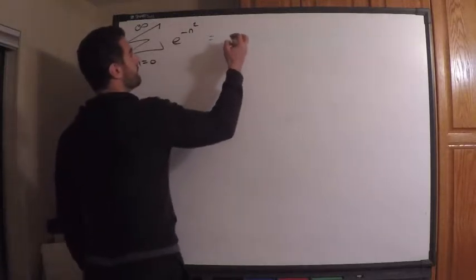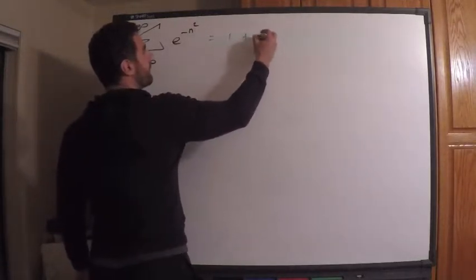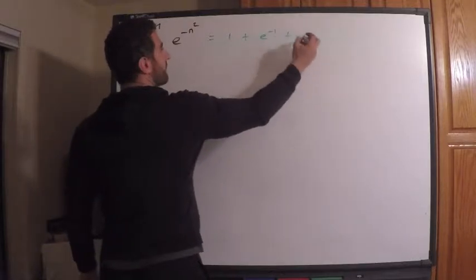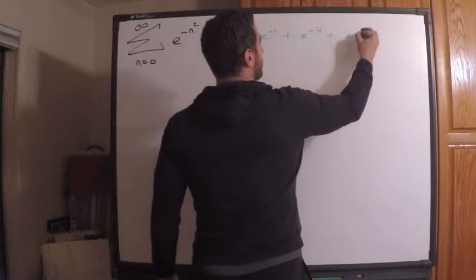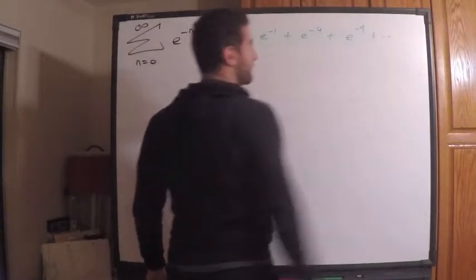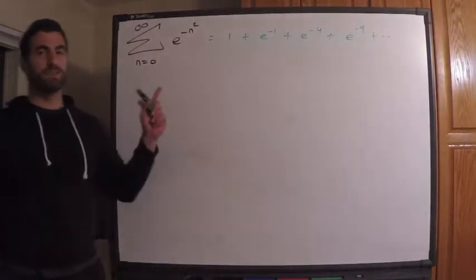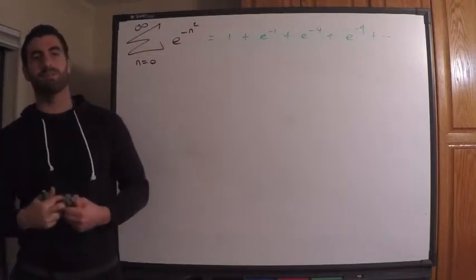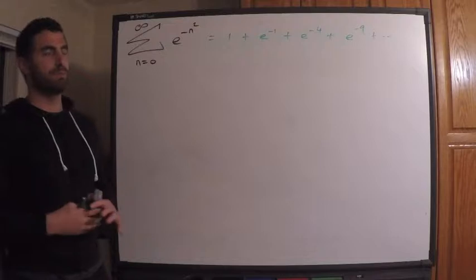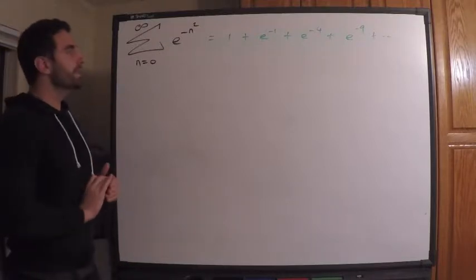If I plug in 0, I get 1. If I plug in 1, I get e to the negative 1. If I plug in 2, I get e to the negative 4. If I plug in 3, I get e to the negative 9, etc. Now ask yourself if this is geometric. If it is geometric, I can figure out whether it converges and find a limiting value, assuming the common ratio is between negative 1 and 1.